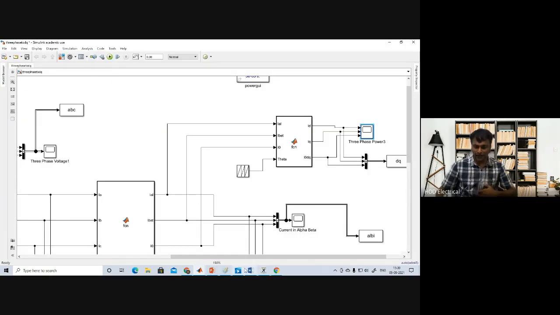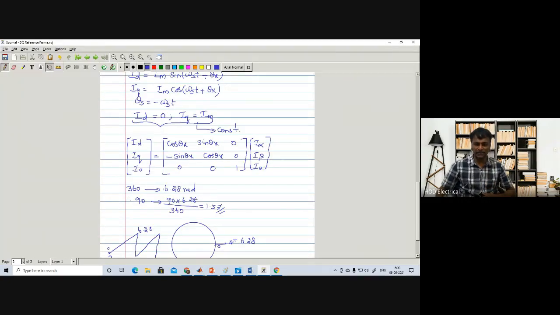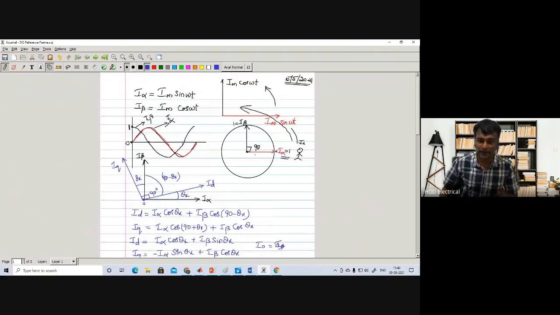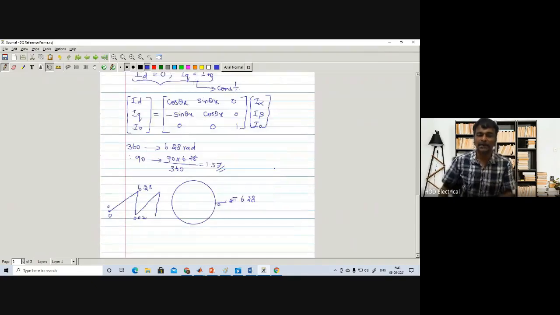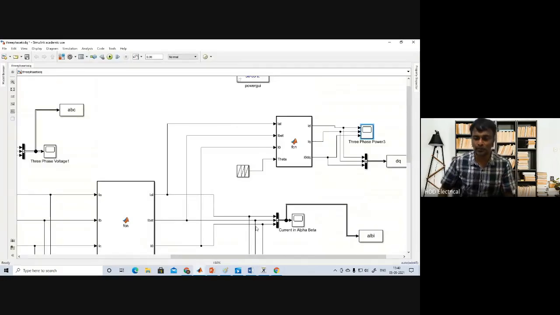But in our derivations, what we have done here, Id is 0 and Iq is maximum, but in the simulation Id is maximum and Iq is 0. The reason is, in our case I alpha is lagging, while in this case alpha is leading with respect to I beta. That is the reason why we have the changes in this. Otherwise, concept wise, both are the same.